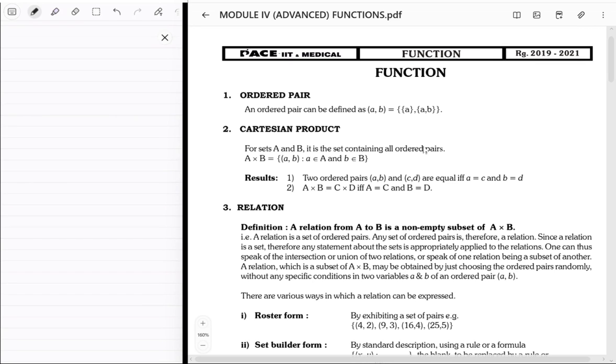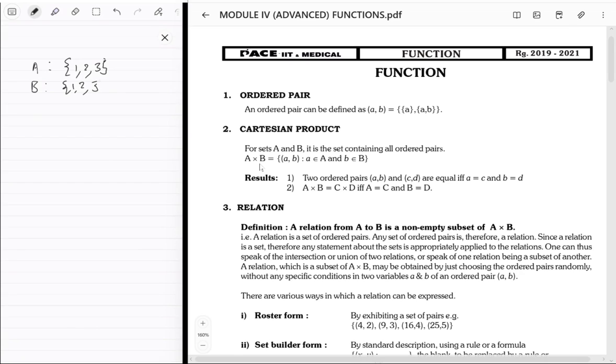Then you got the Cartesian product for sets A and B. It is the set containing all ordered pairs. So A cross B is given by (a, b) such that a belongs to A and b belongs to B. Cool. So for example, if you got set A as {1, 2, 3} and set B as {1, 2, 3} as well.